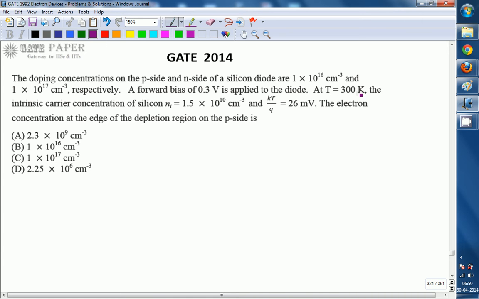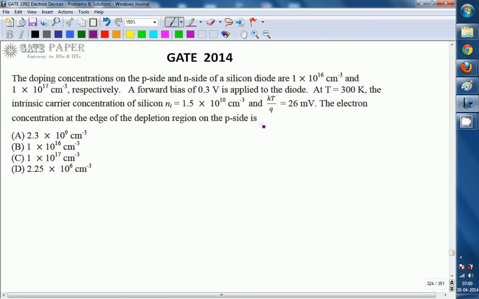At T equal to 300 degree Kelvin, the intrinsic carrier concentration of silicon, Ni, is given as 1.5 into 10 power 10 per centimeter cube, and kT by q, that is the thermal voltage, is 26 millivolts. The electron concentration at the edge of the depletion region on the P side is. There are four options given. We are going to calculate the electron concentration at the edge of the depletion region for the given information.